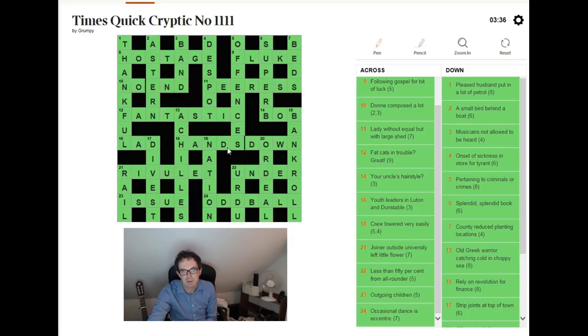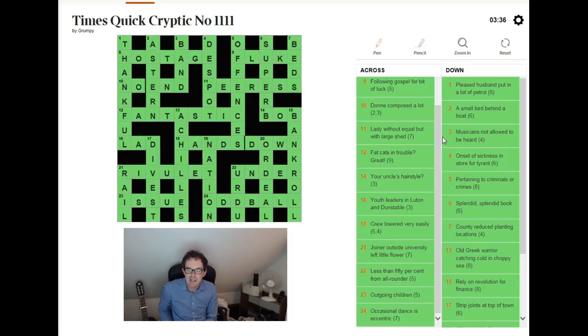What else can we talk about here? Let's just have a look at 11 across. There's another nice clue here. Lady without equal, but with large shed. So here we need to be very careful how we read the clue. The definition is lady, so we need a seven-letter word for a lady. Without equal, an eight-letter word that would give us without equal is peerless. If you're without equal, you're peerless.